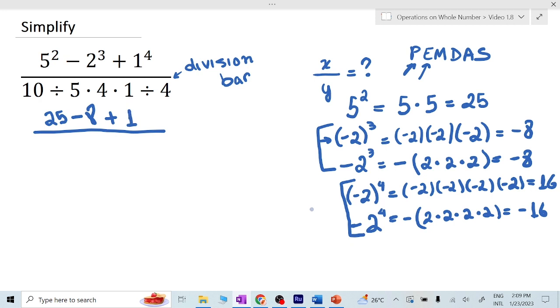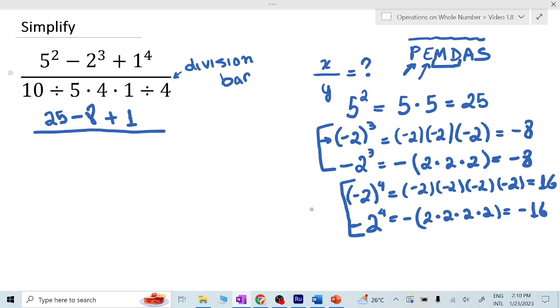Now let's go to the denominator. The denominator here, I have division, multiplication, multiplication, division. So that's where you got wrong. Why? Because you go here to PEMDAS and you say, hey, multiplication has preference over division. Wrong. And then you go here and try to solve 5 times 4 first, and that's wrong. Why? Because PEMDAS is just an acronym. This is not the order of operation. This is just to help you remind the order.